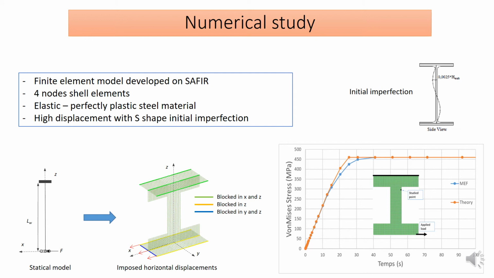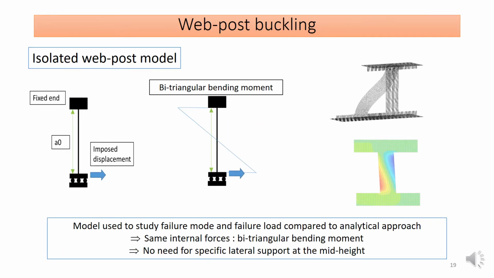Again, this numerical study is made using Sapphire software, using shell elements and large displacements. The web post is considered fixed at both ends and transversally loaded at the bottom flange. This model has the same internal forces as the corresponding global beams and has the advantage of having the same deflected shape, lateral displacements, as observed in global beams without any additional lateral supports.